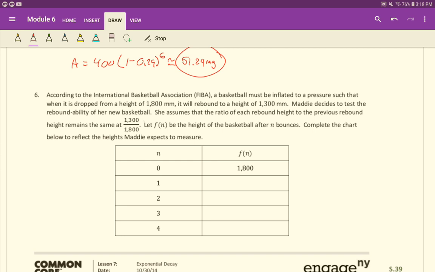Okay, so each time we're going to multiply by this, because this is the ratio that we want, right? So the previous height to the next height, we're going to multiply by that 1,300 over 1,800. In this case, we're going to get exactly 1,300 after that first bounce, which is exactly what we're supposed to get. It will rebound to a height of 1,300. For the next one, we'll multiply again, and I'll just do this in a calculator here. And we get 938.89 millimeters. We'll round to 2 decimal places there.